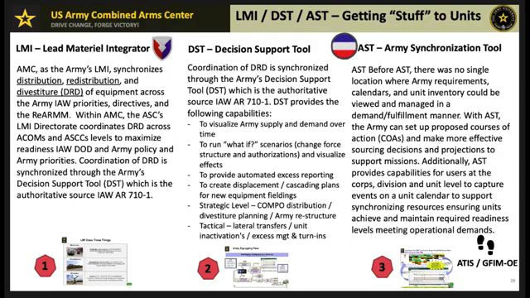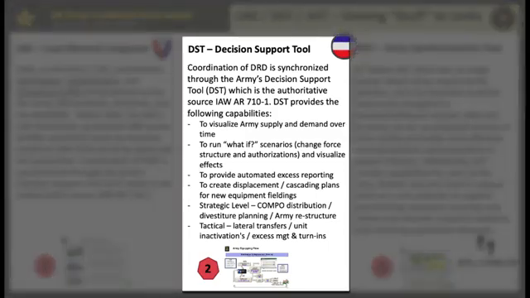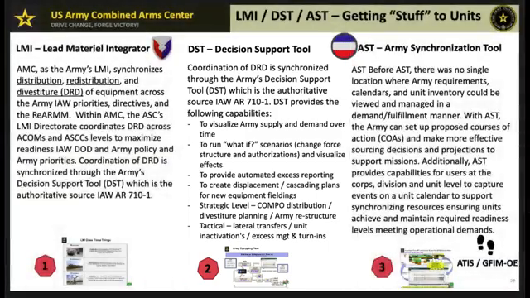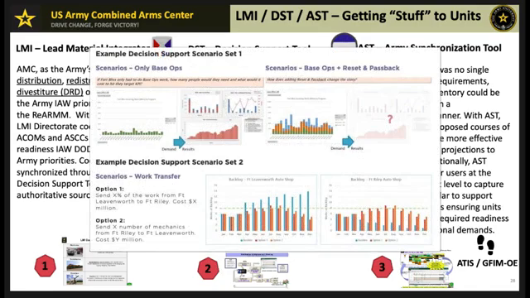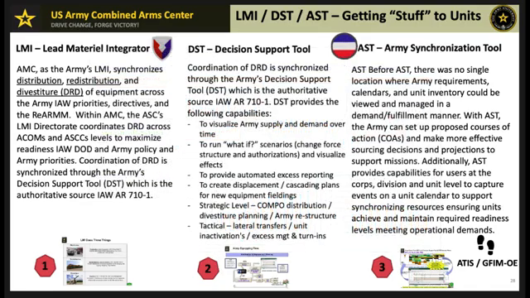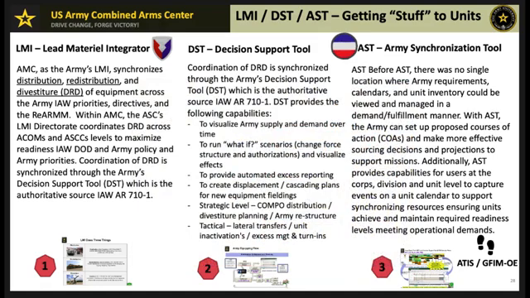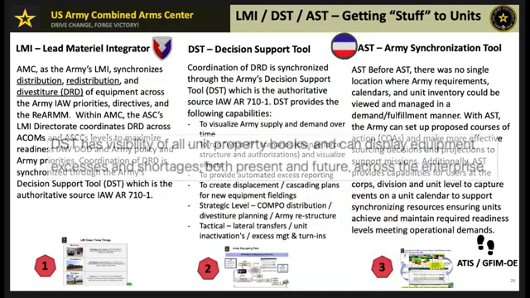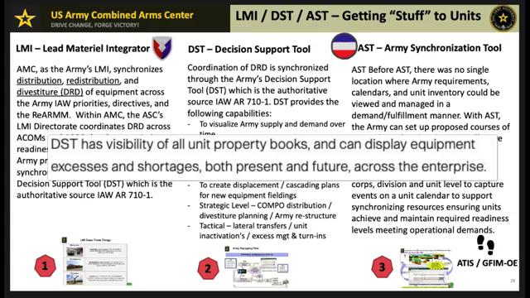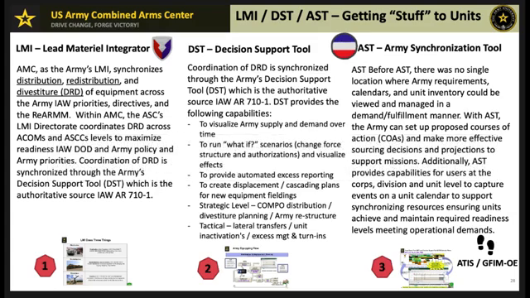The LMI Directorate ensures readiness by synchronizing this process using the Decision Support Tool, or DST, which provides a central platform for planning and execution. The DST supports DRD efforts by visualizing supply and demand in real time. It helps plan new equipment fielding, creates displacement or cascading plans, and enables what-if scenarios to visualize the effects of changes to the force structure. DST covers both strategic-level actions, such as compo distribution, and tactical-level transfers, ensuring the Army maximizes readiness and resource allocation.